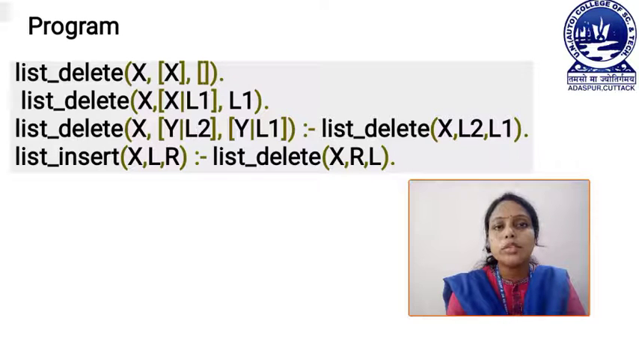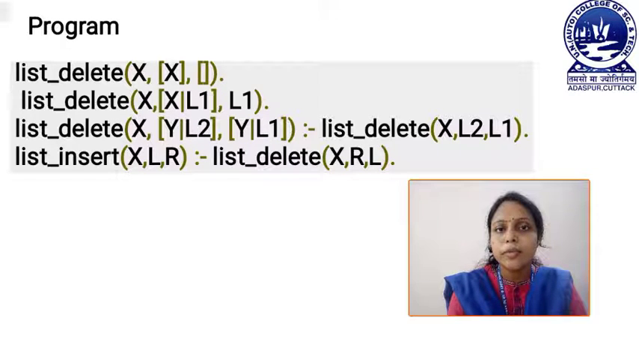Now look into the program. In this program, first we take the delete predicate. In the first delete predicate, X is deleted from the list which contains only one element, that is X. That means after deletion it produces the empty list. Then the next delete predicate deletes the X element from the list where X is the head of that list. That means after deletion the resultant list is the tail part of the list. Then the next delete predicate deletes X from a list L2 where this X is present in the tail part of the list.